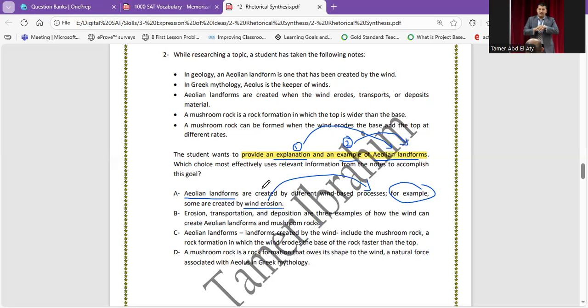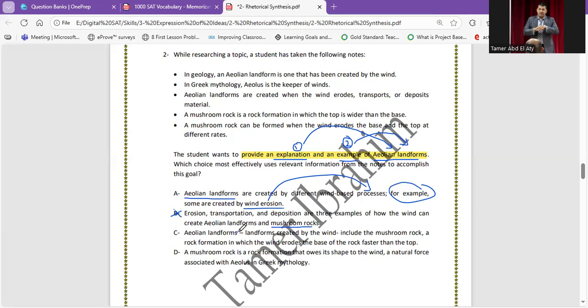But I'm going to tell you, okay, keep it. Erosion, transportation, and deposition are three examples of how the wind can create aeolian landforms and mushroom rock. Here he doesn't give me an explanation of aeolian landforms, and I don't know whether mushroom rock is an example or not, but he doesn't give me an explanation.